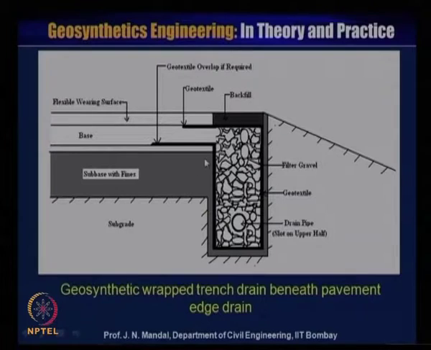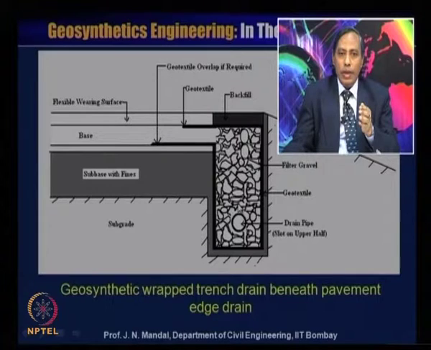This is from FHWA 1995. You can see this is the roadway, this is the flexible wearing surface, this is the geotextile material, and this is the filter gravel. Sometimes we provide a drainage pipe, which is optional. This is the subgrade soil with fines, and this is the subgrade. So water can percolate through this drain. Here the geosynthetic material wraps the trench drain beneath the pavement edge drain.